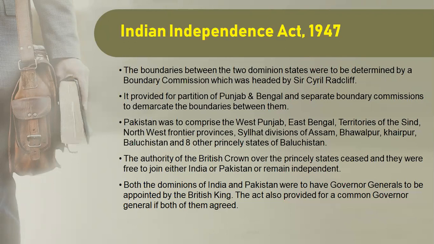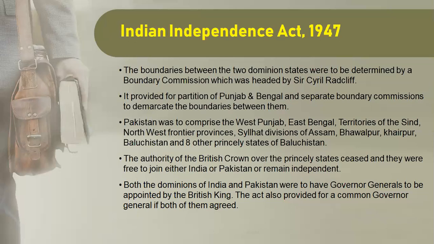Now, we see that the demarcation of boundary was done by Sir Cyril Radcliffe, right? It provided for partition of Punjab and Bengal, and they wanted to form separate boundary commissions to demarcate the boundaries between them. Here, Pakistan was given West Punjab and east of Bengal. They were given territories of Sindh, NWFP, which is Northwest Frontier Province, Sylhet Division of Assam, and Bahawalpur, Khairpur, Baluchistan, and the other 8 princely states of Baluchistan were completely given to Pakistan.